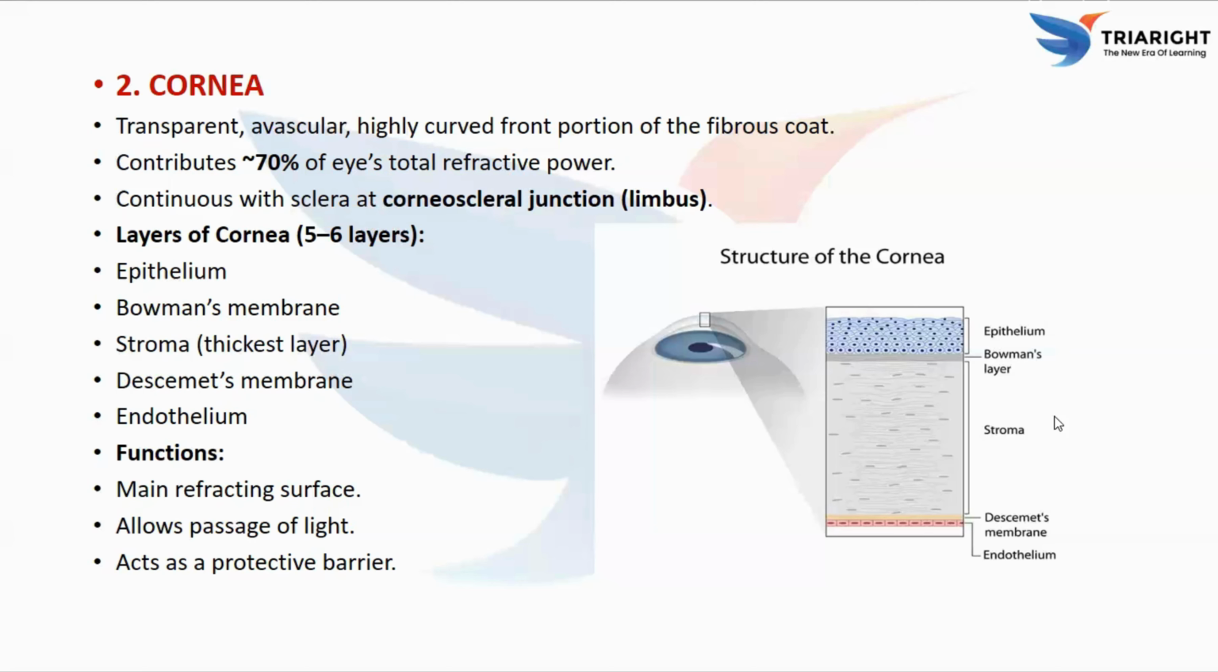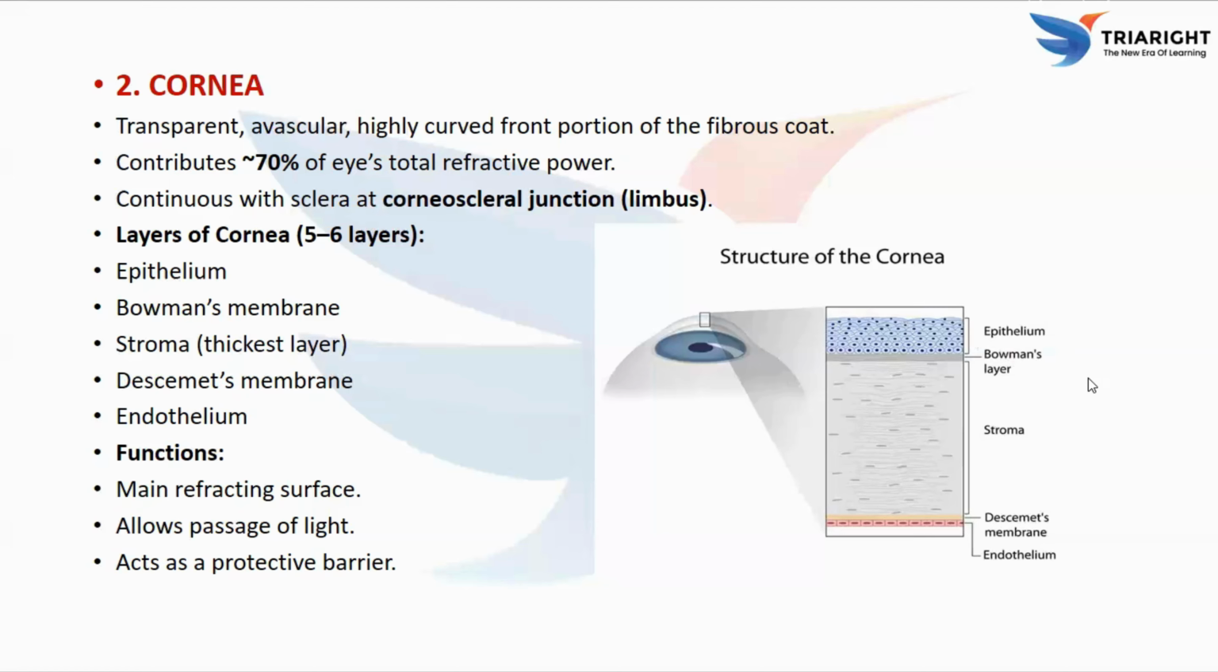So next to epithelium, you find here is Bowman's membrane or Bowman's layer. So what is Bowman's membrane? It is a strong acellular layer which protects the corneal stroma. It does not regenerate after the injury. So scars may form over Bowman's layer.